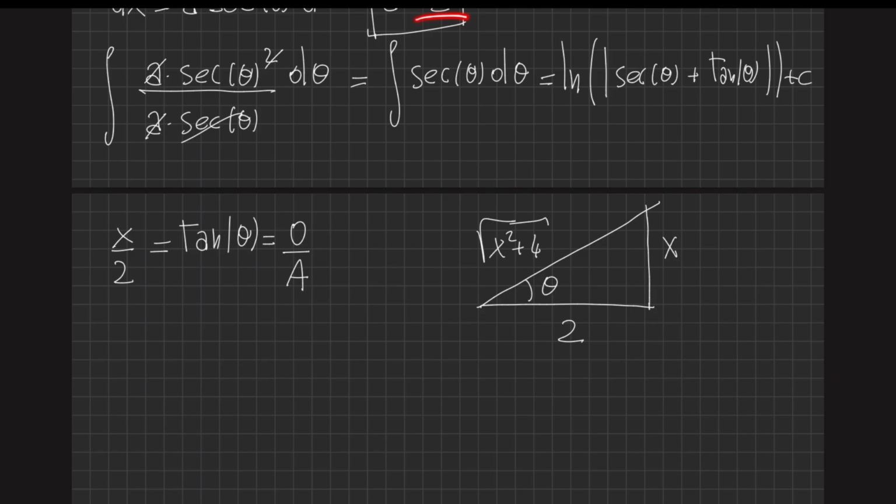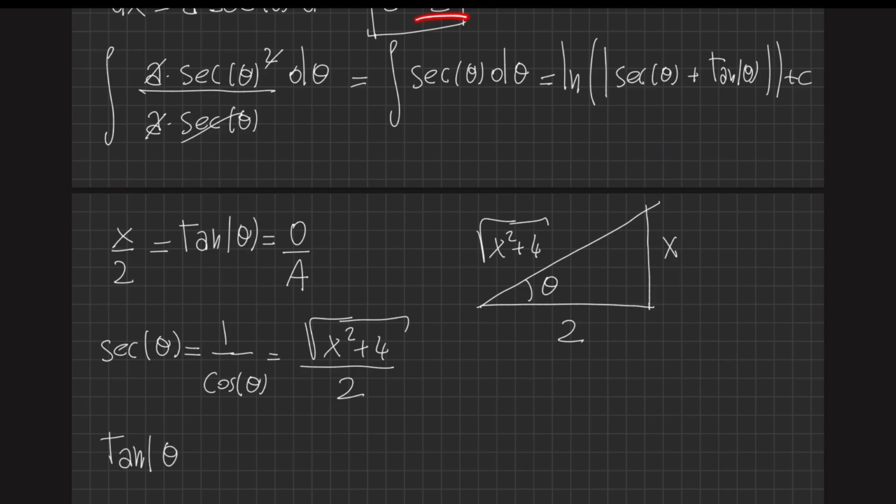Now, the secant of theta is equal to 1 over the cosine of theta, which means that it is equal to the hypotenuse, which is the square root of x squared plus 4 in this case, divided by the adjacent edge, which in this case is 2. And the tangent of theta is equal to the opposite side over the adjacent, but we already wrote it there, so this is x over 2.